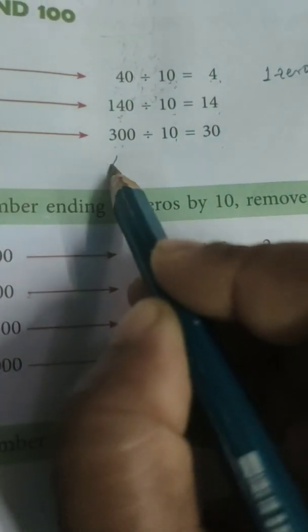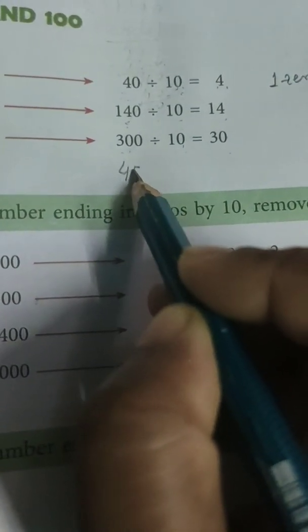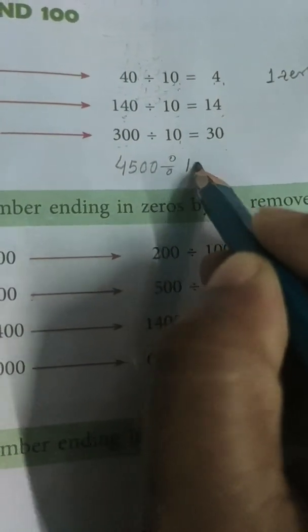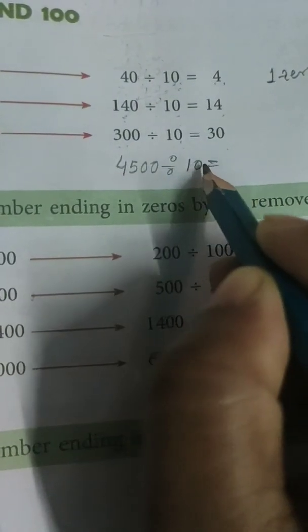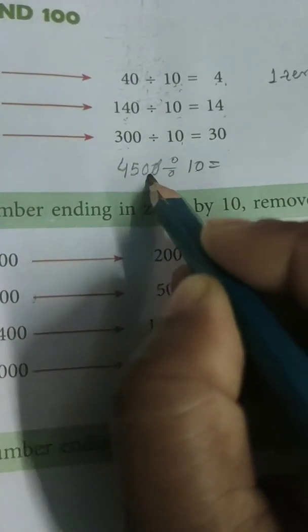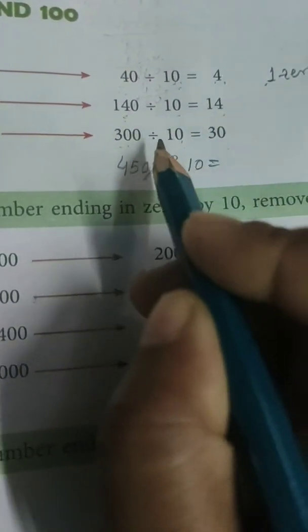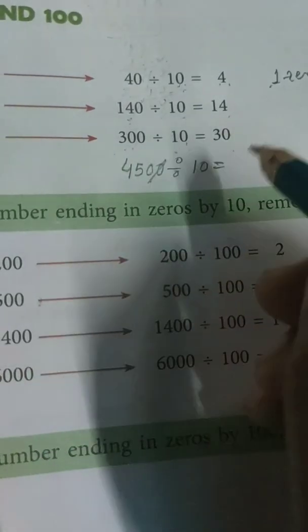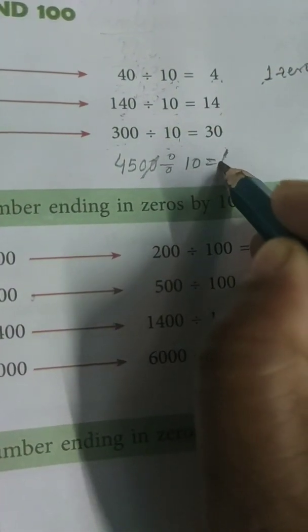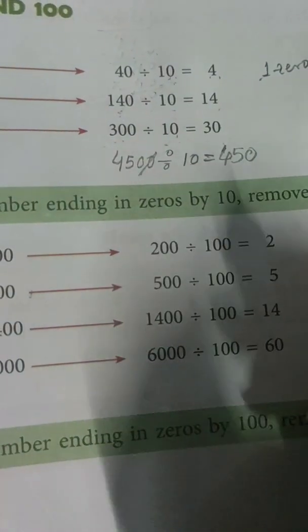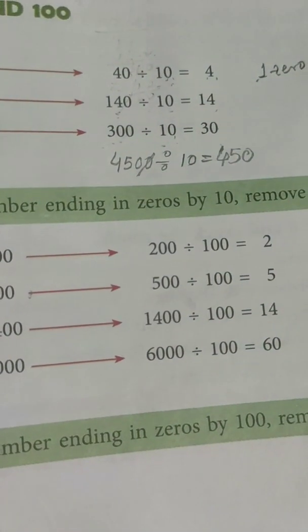Now let's take one more example. Say 4500 divided by 10. So how many zeros will we remove? One 0 in 10. So we will remove one 0 from the right hand side of the number. This is the right hand side, and this is the left hand side. So we will remove from the right hand side of the number. So how much are we left with? 450.